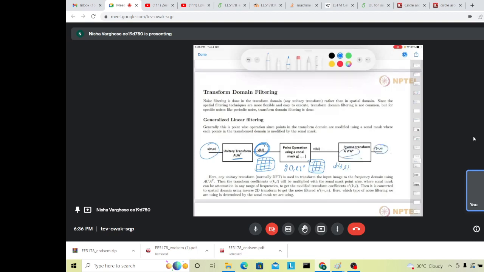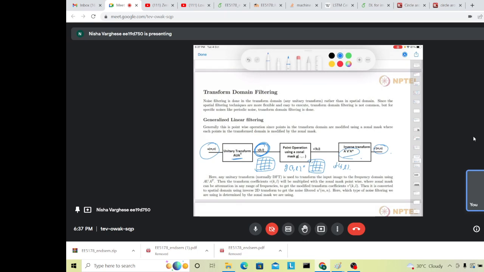So this is similar to convolution with a simple kernel. Here it is the product in the transform domain. So we have to use the Fourier transform of the kernel that we used in the spatial domain.